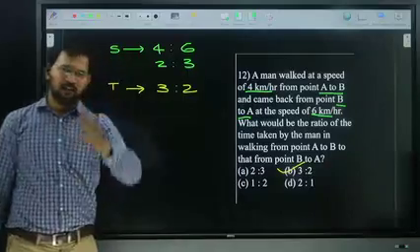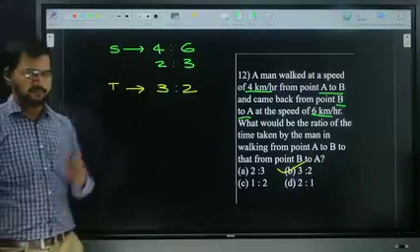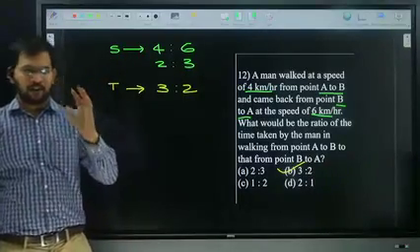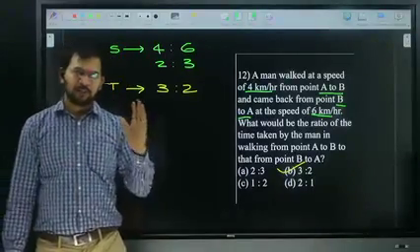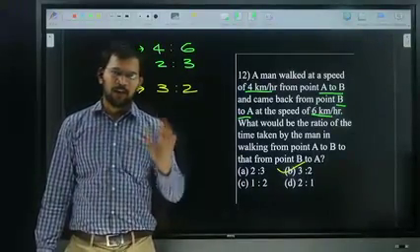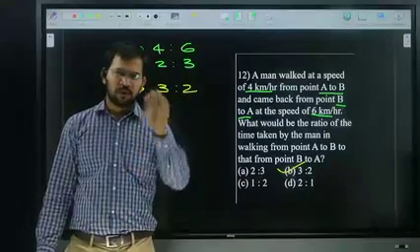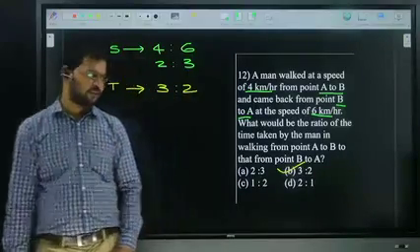All of you clear? Very good. Just make a note. Simply remember, whenever distance is constant, speed and time are inversely proportional to each other. All of you okay? Very good. Just make a note.